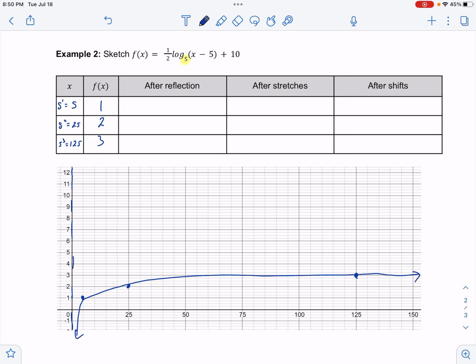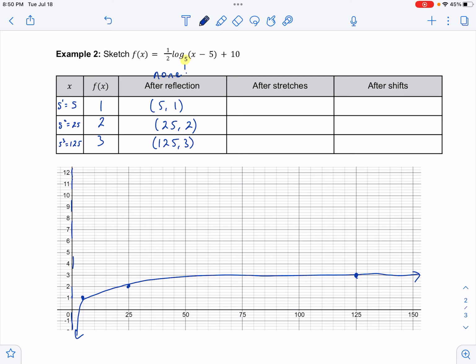Okay, now let's start doing things. First of all, reflections. There's no reflections, so our points remain the same. 5, 1, 25, 2, and then 125, and then 3.